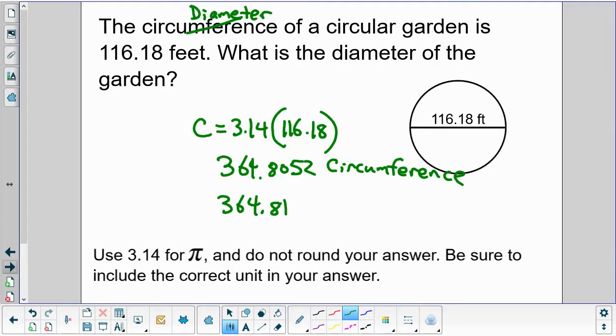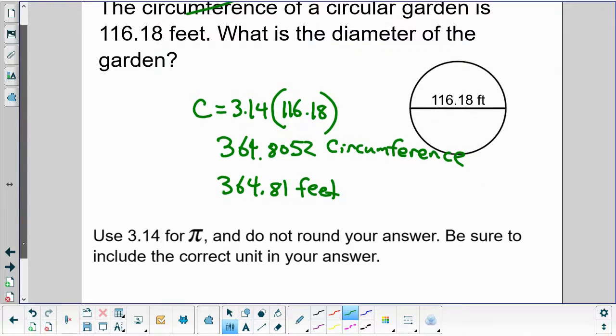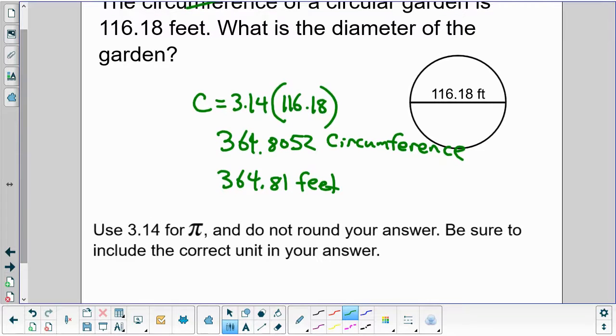And we went ahead and rounded that to the nearest hundredth, just in case it asked us to do that. But in this particular case, they told us we didn't need to round. So you got two different versions of the answer there.